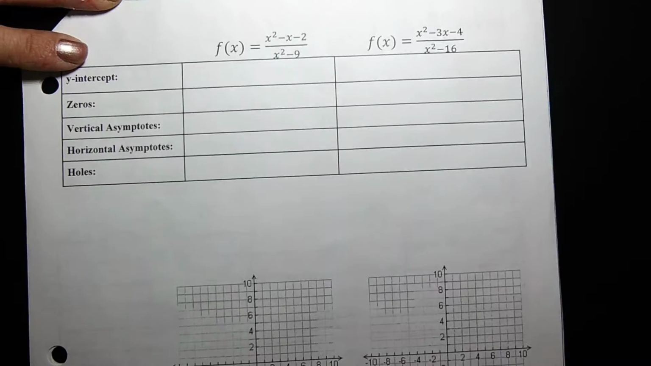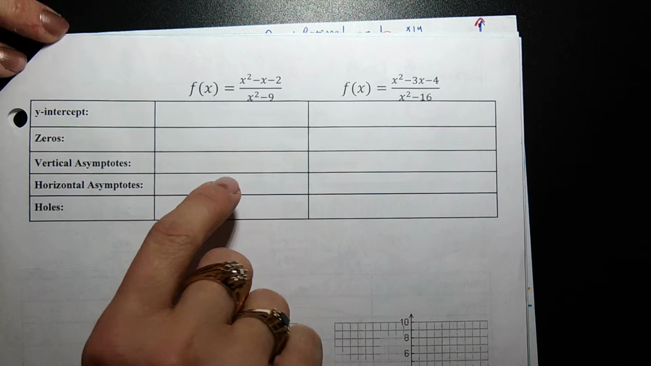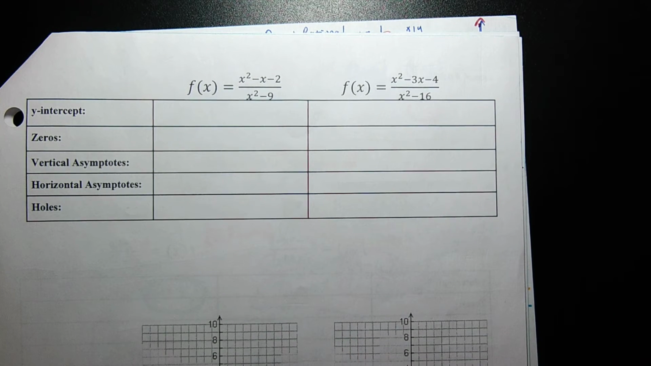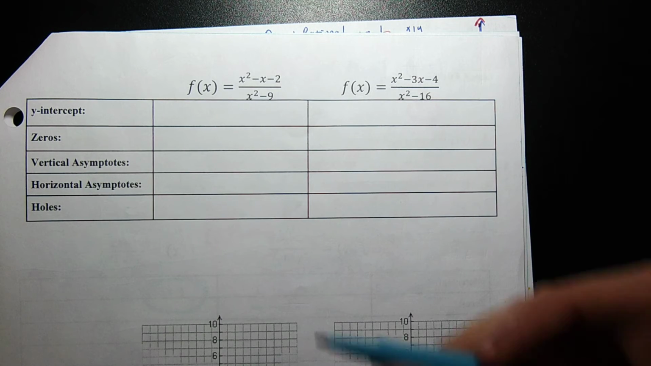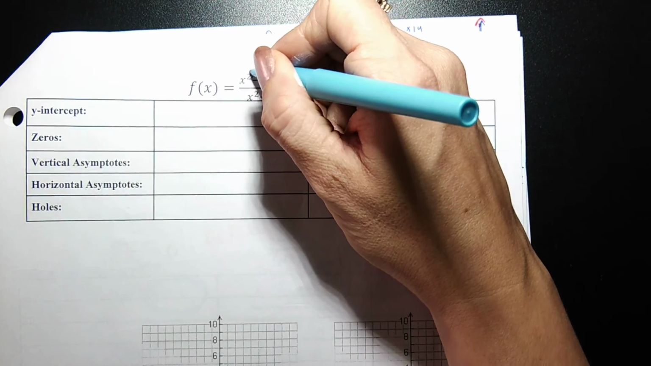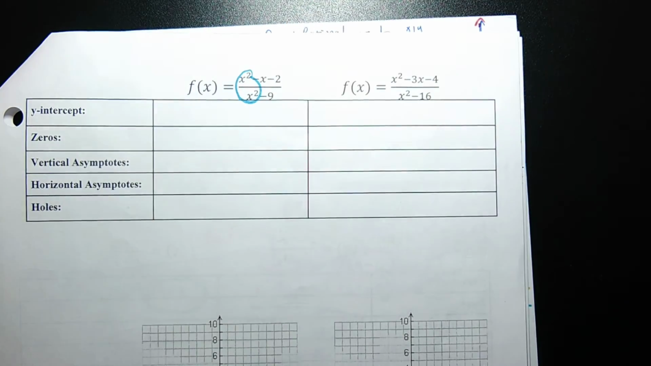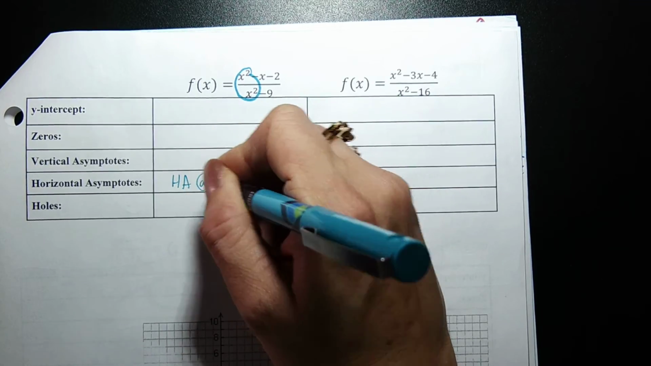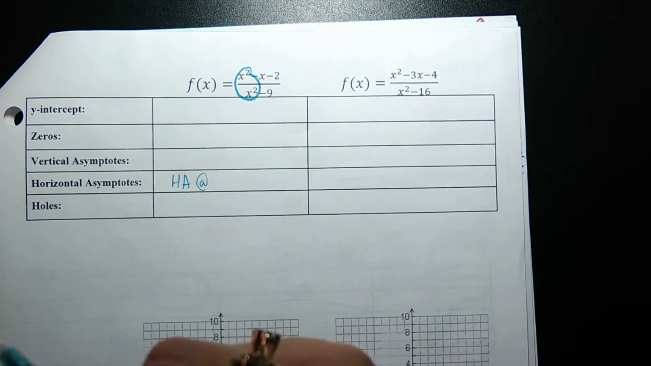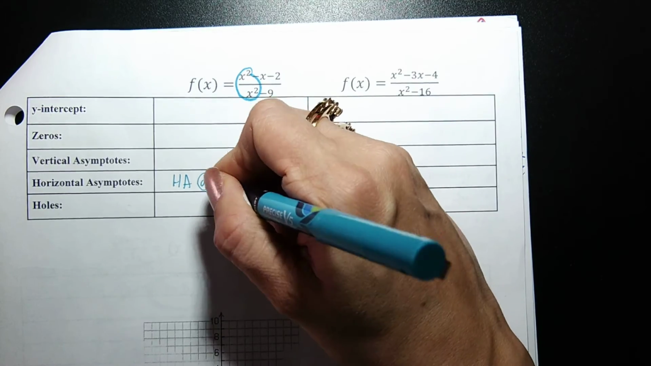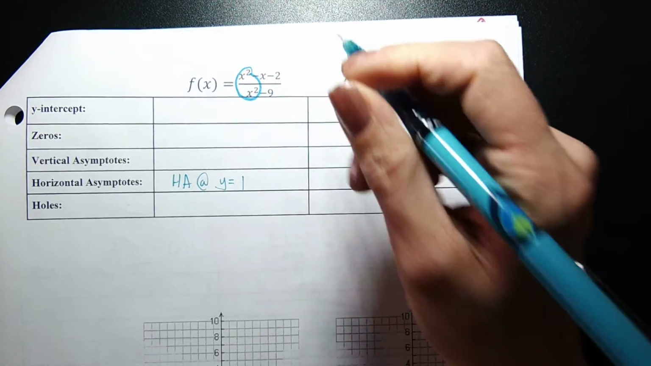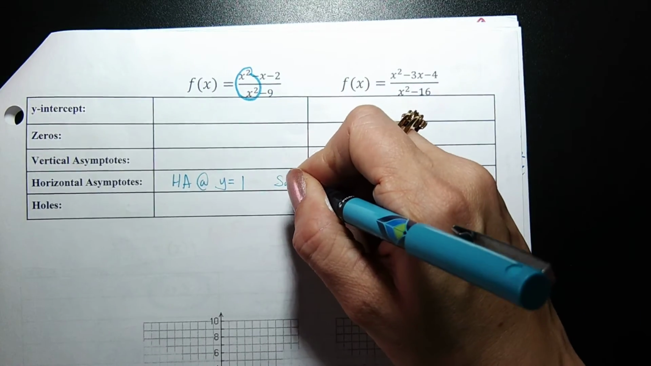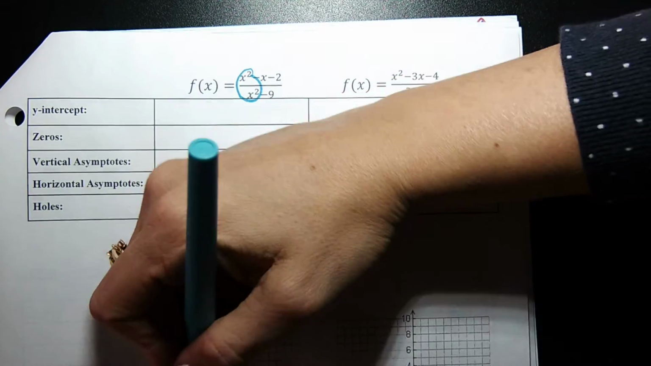On your own, try the next one on the next page. Compare the degrees. Top heavy, bottom heavy, same. What do we think? Same. So we will have a horizontal asymptote at, and we have to write the equation. These are always y equals equations, so y equals 1. And let's go ahead and plot that one.